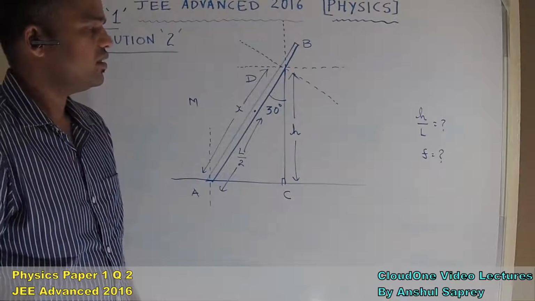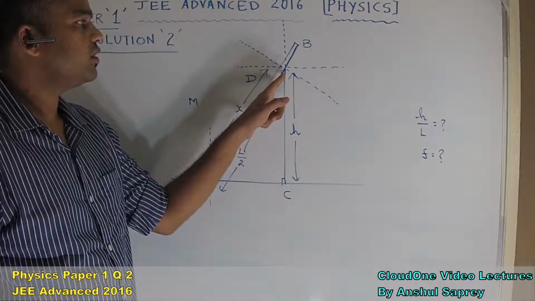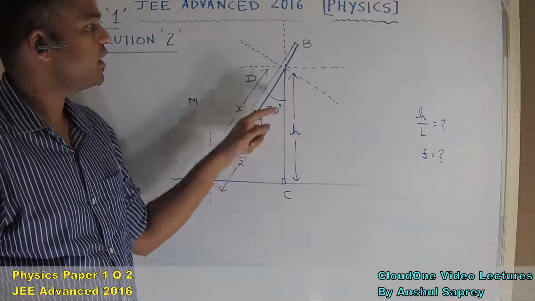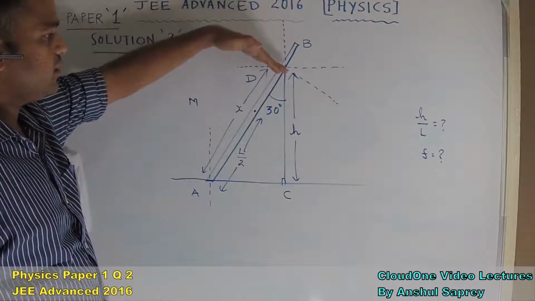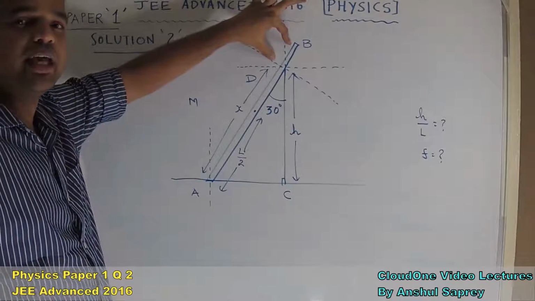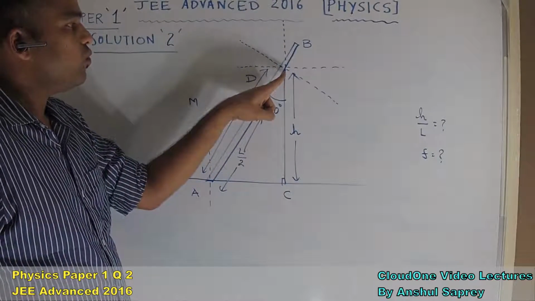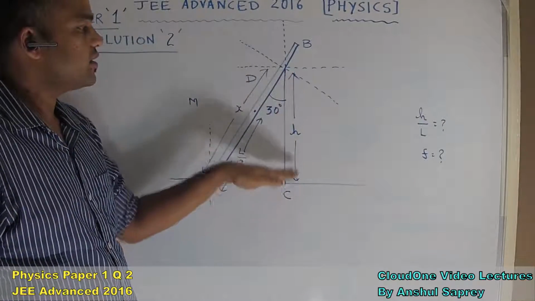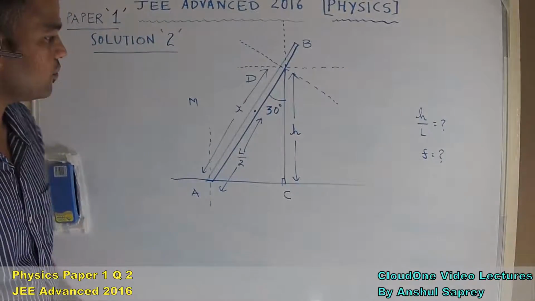The rod is supported by the wall such that a small portion of the rod is still beyond the wall. So it means a small portion will be of length L minus X. This length is X and this length will be L minus X. The point where the stick is touching the wall is at a distance H from the horizontal surface.